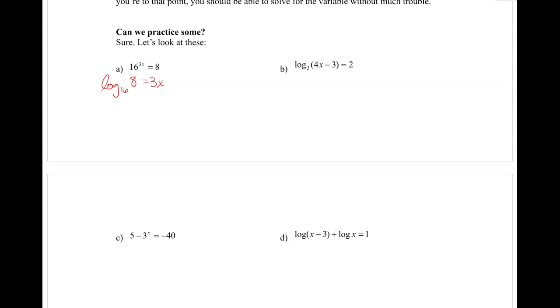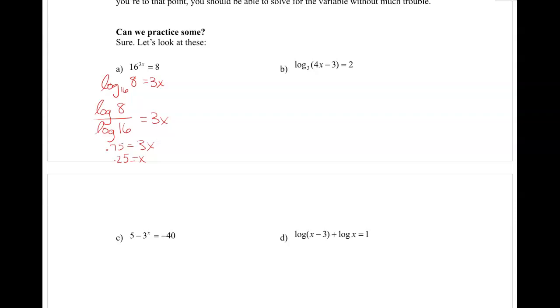Alright, and then when you use this fancy thing called the change of base formula, we've got log of 8 divided by log of 16 is equal to 3x. We type that into a calculator, and then we probably divide that by 3. Typing that into a calculator, I get 0.75 equals 3x. So then dividing both sides by 3, I should get x is equal to 0.25.